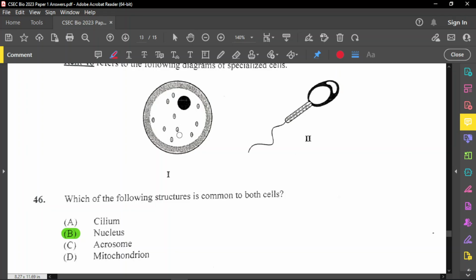And whatever the cell is, I don't know what the cell is, but it can just be ribosomes, right? It doesn't have to be necessarily mitochondria. So I have to go with nucleus because nucleus is the obvious one. All right, so 46 is nucleus.